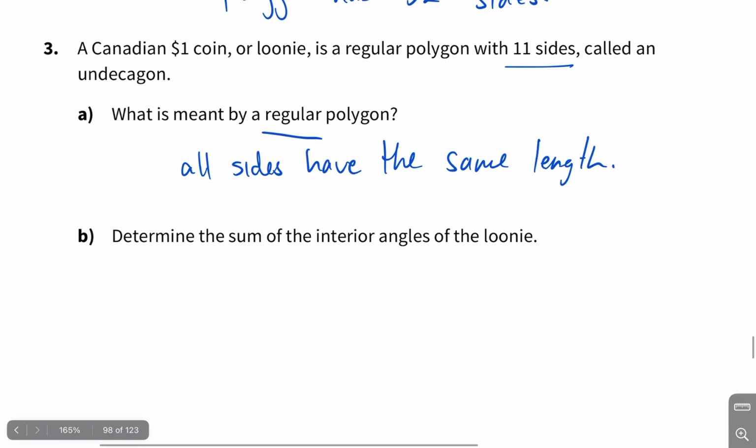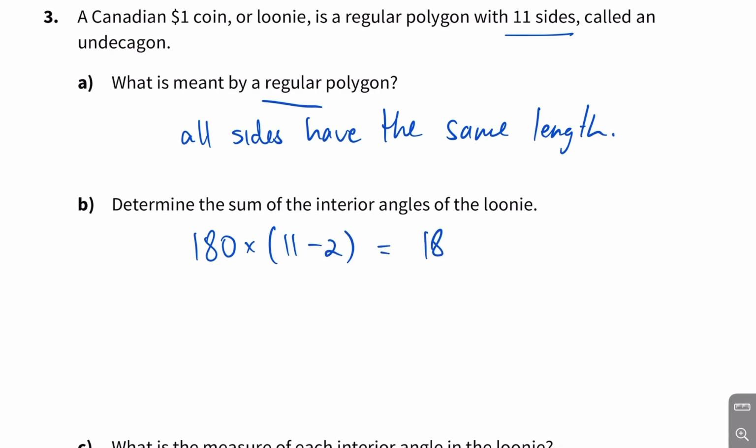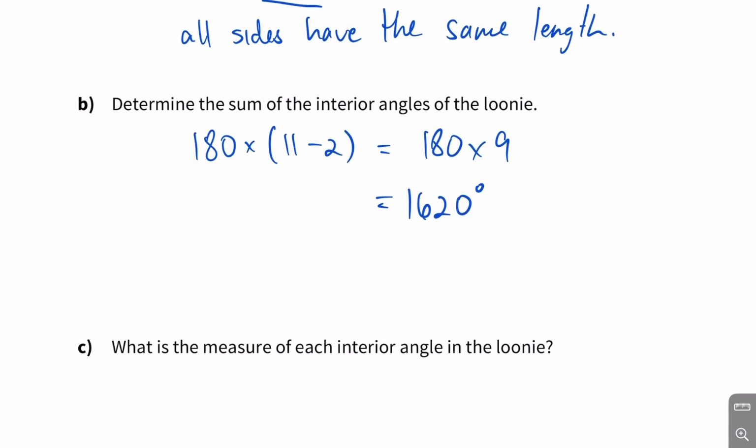That's what it is to be a regular polygon. Okay? Let's figure out the sum of the interior angles of the loonie. Now, this formula works whether it's a regular polygon or not. I'll just apply the formula. 180 times the number of sides, which is 11, minus 2 equals 180 times 9. And 180 times 9, when you put that into the calculator, you get 1,620 degrees. Okay, so there is your sum of the interior angles for an undecagon or a loonie.